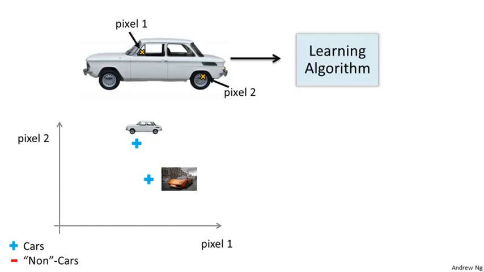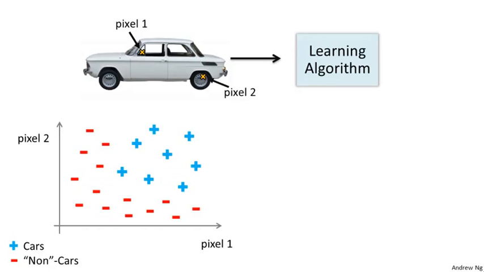And then let's plot some negative examples as well. That's a non-car, that's a non-car. And if we do this for more and more examples, using the pluses to denote cars and minuses to denote non-cars, what we'll find is that the cars and non-cars end up lying in different regions of this space, and what we need therefore is some sort of nonlinear hypothesis to try to separate out the two classes.